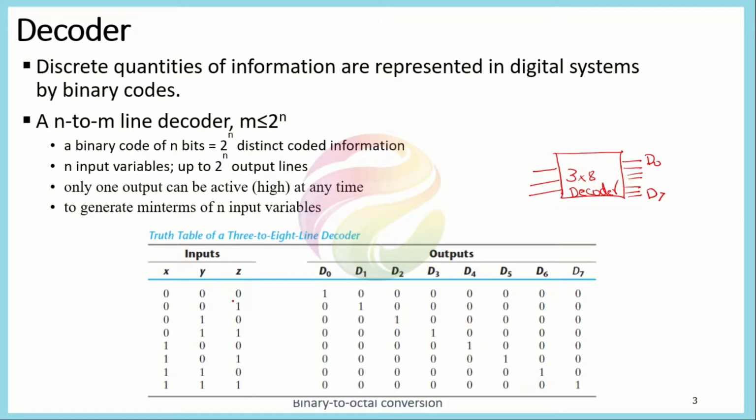For 000, we would only have D0 equal to 1, meaning the first number of the octal number system. Similarly, the last one would represent 7 for the binary equivalent. It means the 7th number, the last number of the octal number system, is represented here, so only its value is equal to 1, while the rest are equal to 0.